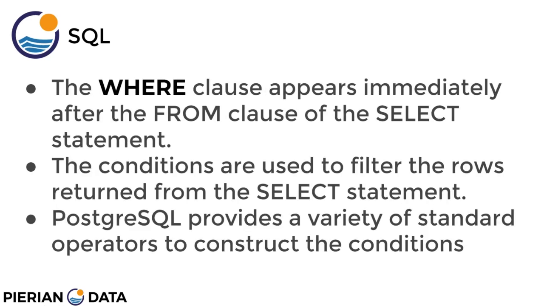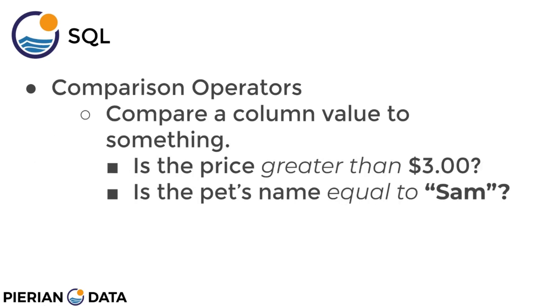The where clause appears immediately after the from clause of the select statement. And then the conditions are used to filter the rows returned from the select statement. PostgreSQL provides a variety of standard operators to construct those conditions. And I want to make it clear that the conditions we show here are available in any major SQL engine, so it's not just unique to PostgreSQL. So we first have the comparison operators.